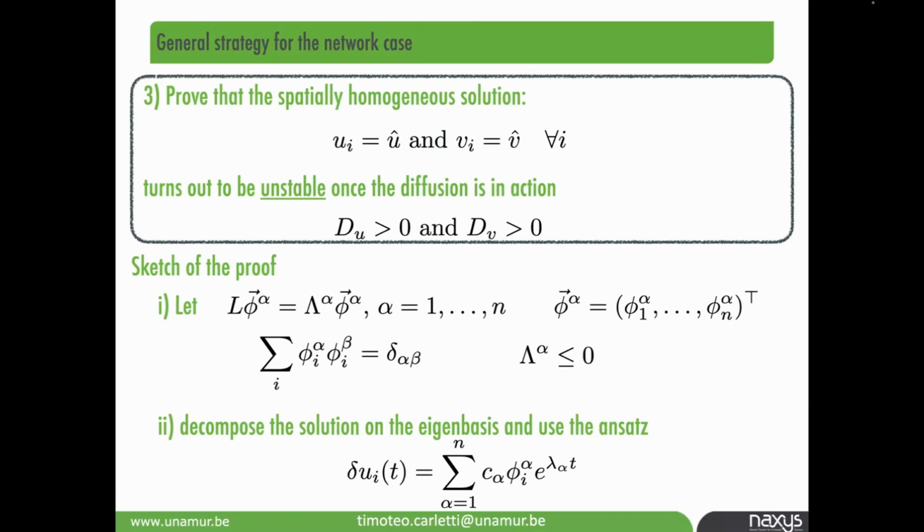And then you have a new basis where you can decompose your perturbation, and you make it so that this perturbation evolves in time thanks to these exponential growth terms. Okay, and so everything now is to prove that there is at least one alpha, so one eigenvector and eigenvalue, such that this small lambda has a positive real part. In this way, it will be unstable.